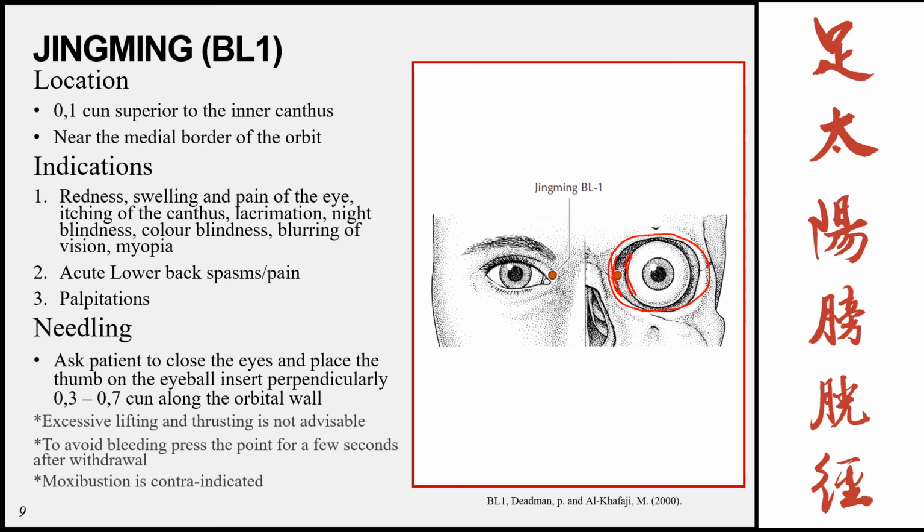This point has a special needling technique. What we do is we ask the patient to close their eyes. Then we place the thumb of the palpating hand over the eyeball so that we can correctly identify the eyeball's location. When we insert the needle, we must ensure that the needle is running along the orbital wall, and we insert about 0.3 to 0.7 tsun.